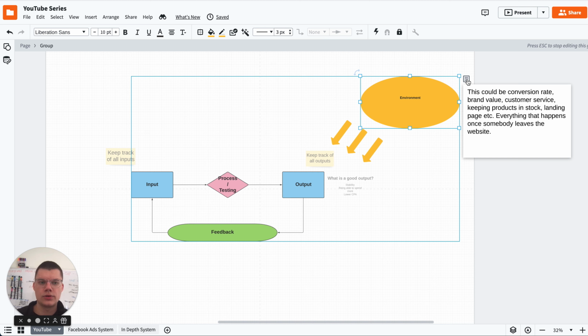ROAS kind of still depends on the conversion rate and stuff, right? But this is not really something Facebook can do anything about, right? If you have a bad conversion rate, this is not related to Facebook. Maybe if you're optimizing for add to cart instead of purchase, but that's a completely different story.